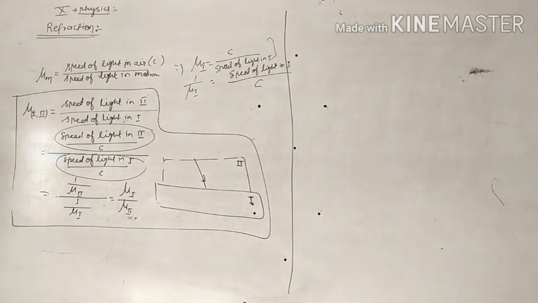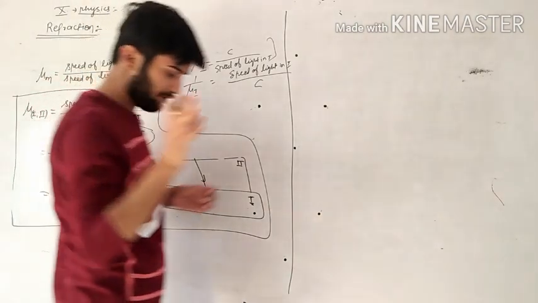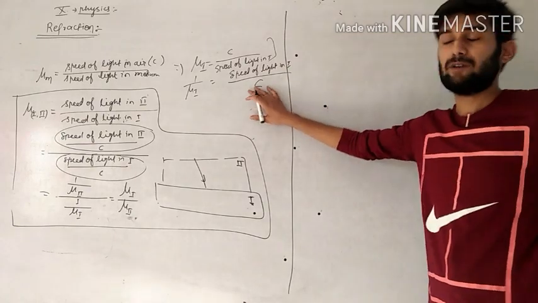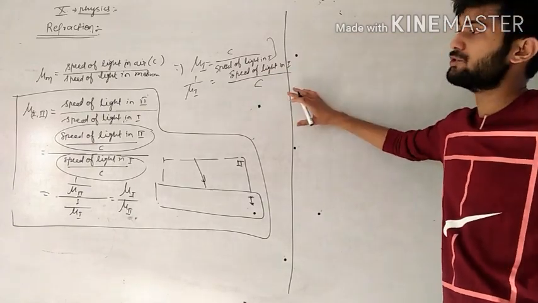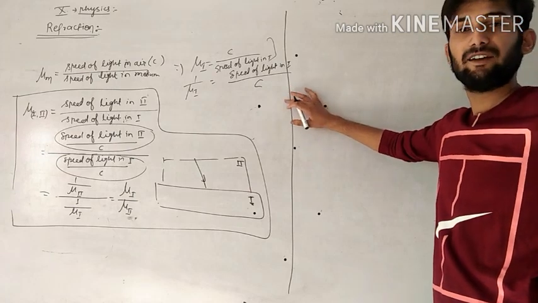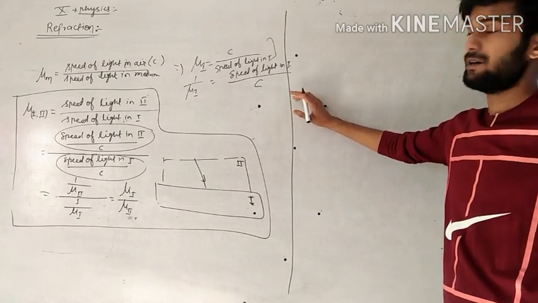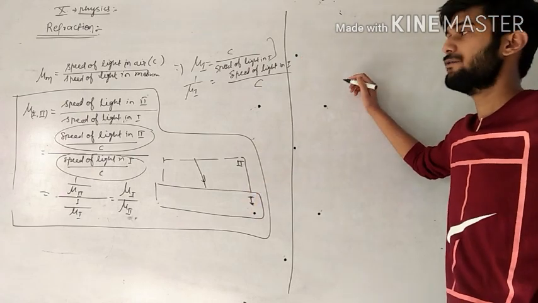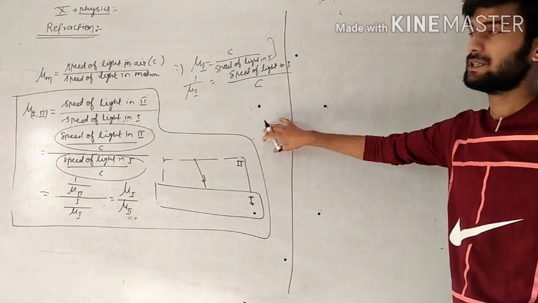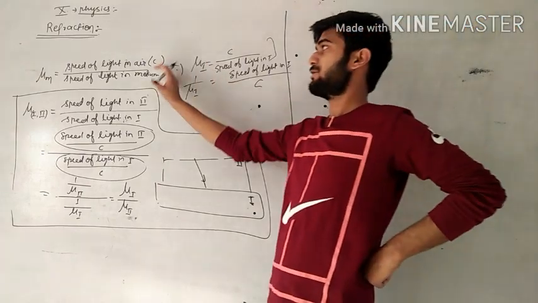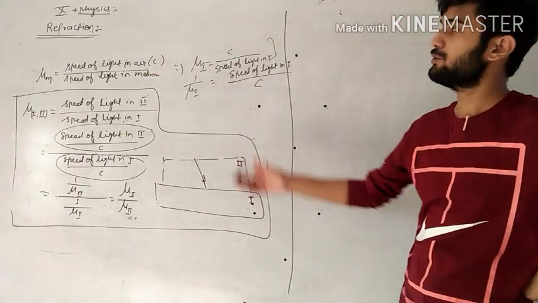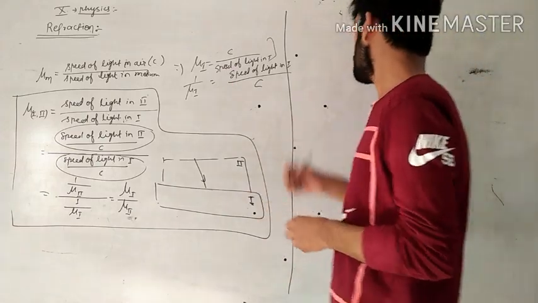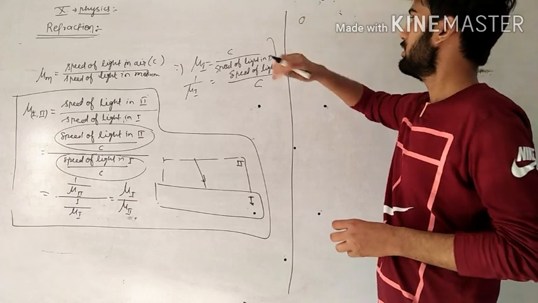We have to put one thing clear: when should we use absolute refractive index and when should we use relative refractive index. If we find the refractive index of one medium with respect to some other medium, we go with relative refractive index, and if we find the refractive index of a medium with respect to air, we go with absolute refractive index. So let's do some problems on these two.